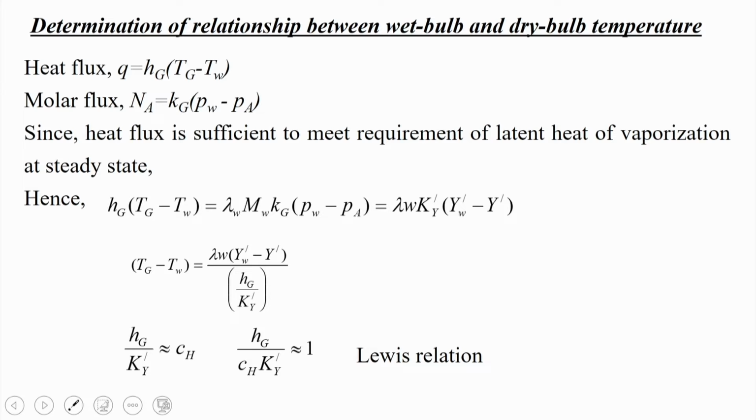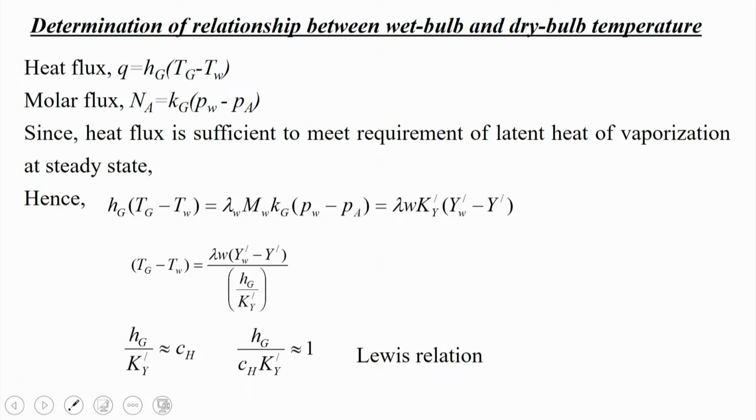Then the molar flux, we can see Na is equal to Kg into Pw minus Pa, that is how much amount of water is evaporated from the bulb of the thermometer. Since the heat flux is sufficient to meet the requirement of the latent heat of vaporization at the steady state, we can say Hg into Tg minus Tw will be equal to lambda w into Mw into Kg into Pw minus Pa, that is nothing but lambda w into Ky prime into Yw prime minus Y prime.